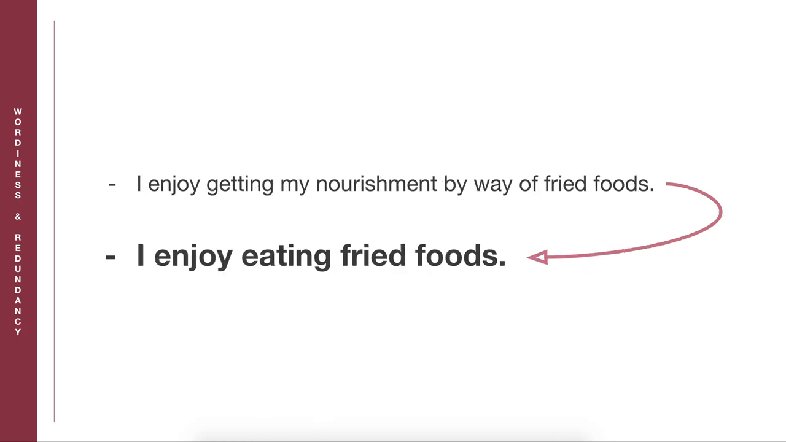Additionally, here's another example. I enjoy getting my nourishment by way of fried foods. This is way more complex than it needs to be. There's nothing wrong with the top sentence, but we could just say, I enjoy eating fried food. So if we want to say that, let's just be simple. Let's get right to the point. Let's just say it that way.